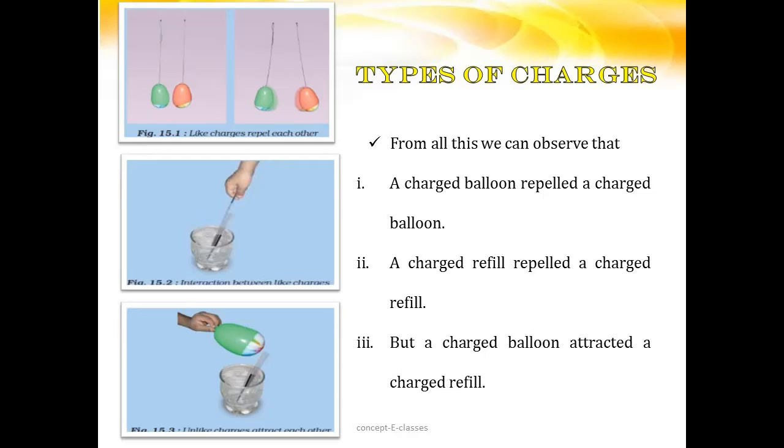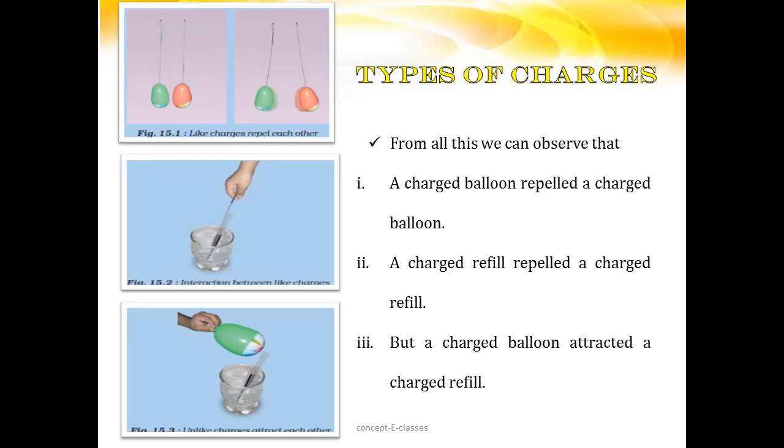Now let's consider two charged objects made of different materials brought close to each other. In this case, we rub a refill and place it gently on the glass tumbler as before, and we bring an inflated charged balloon near the refill and observe. What can we see? We can see that the charged balloon attracts the charged refill. So from all these observations, we can see there is attraction and repulsion of charges. So we can say that there are two types of charges.